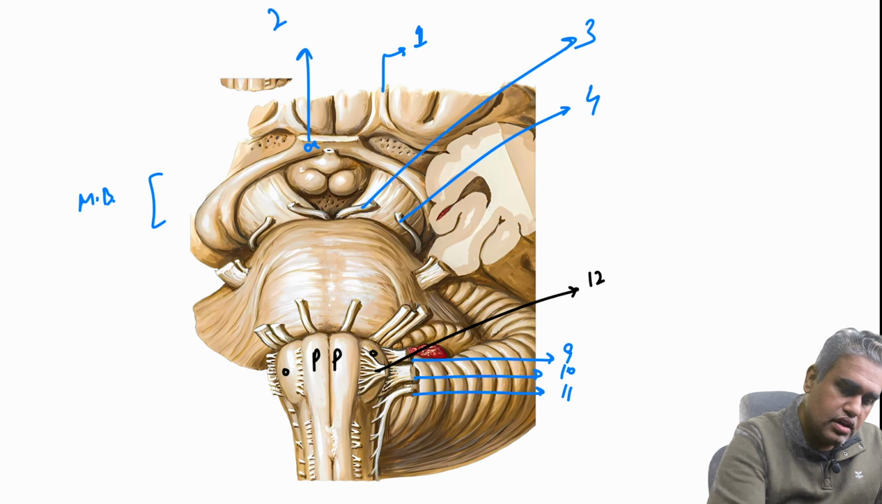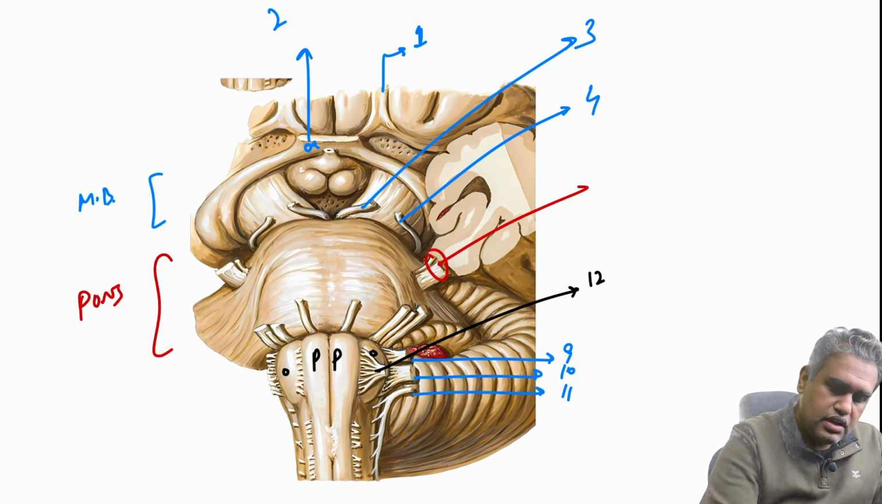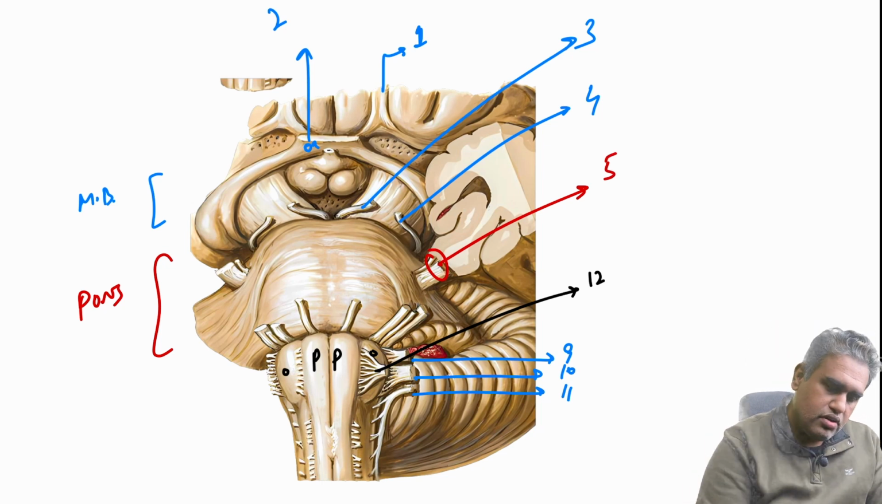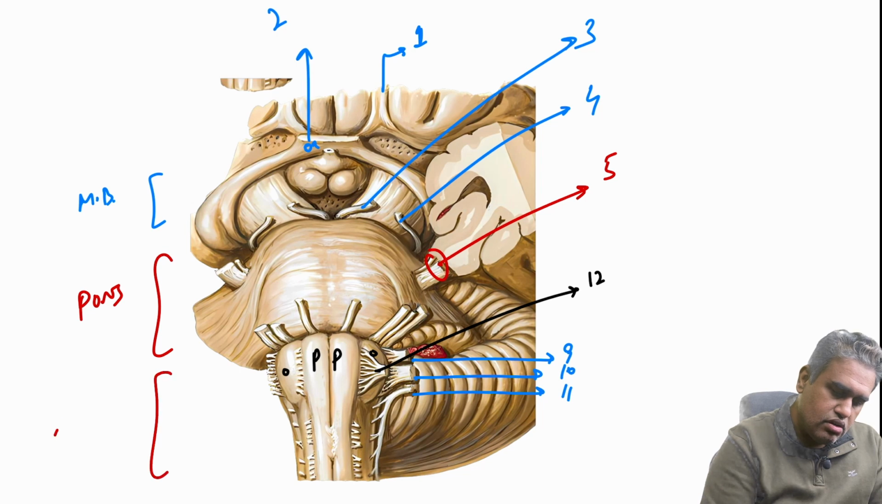A very, very thick nerve over here with the red color, and this area is the pons. This is which nerve? This is a combination of three nerves, the trigeminal. Tri means three. Then from the junction of the pons and the medulla oblongata, we have the nerves 6th, 7th and 8th from medial to lateral.